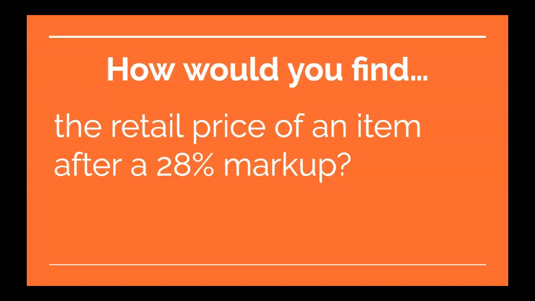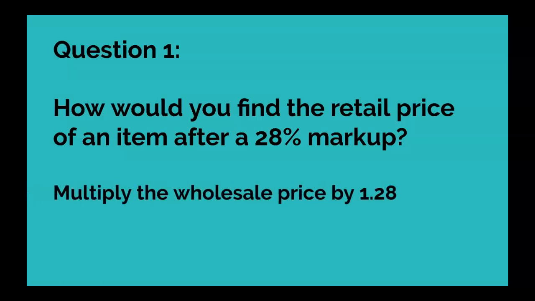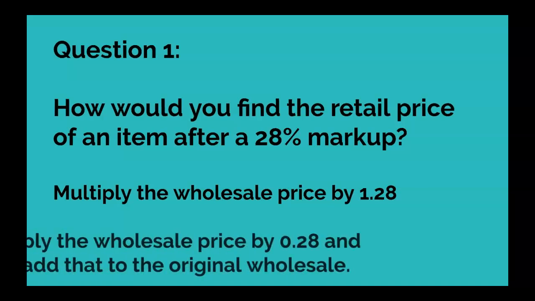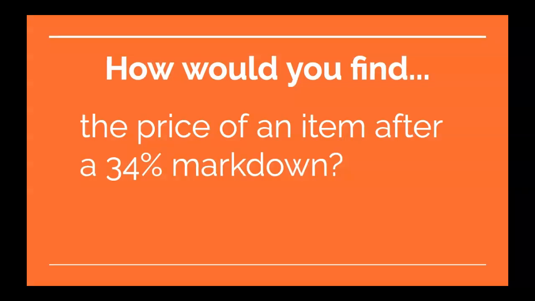How would you find the retail price of an item after a 28% markup? See if you can identify multiple ways to do this. All right, I hope that you noticed or remembered, because we've been doing this quite a lot, that you could multiply the wholesale price by 1.28, or you could multiply it by 0.28 and then add that on to the original wholesale.